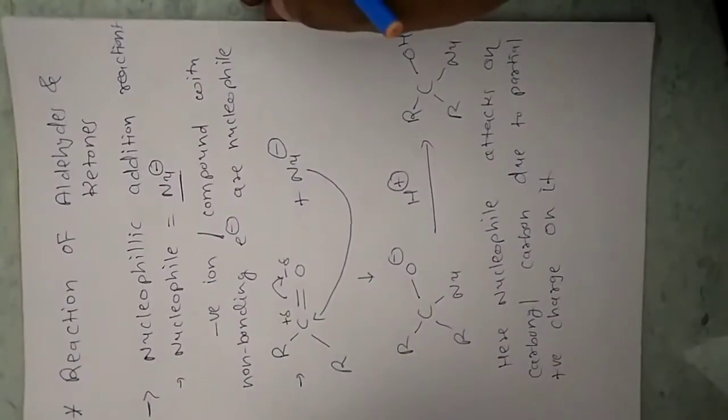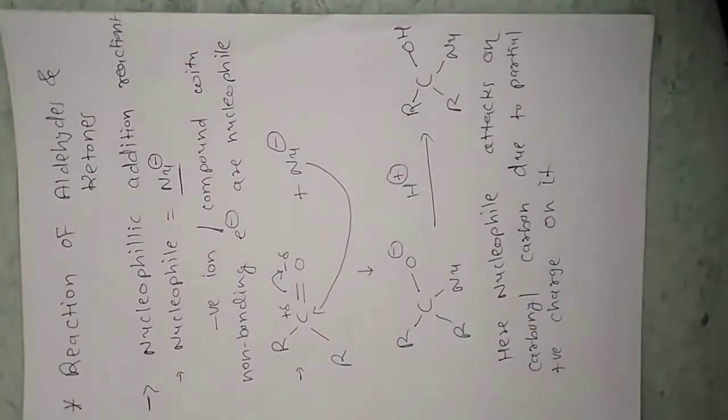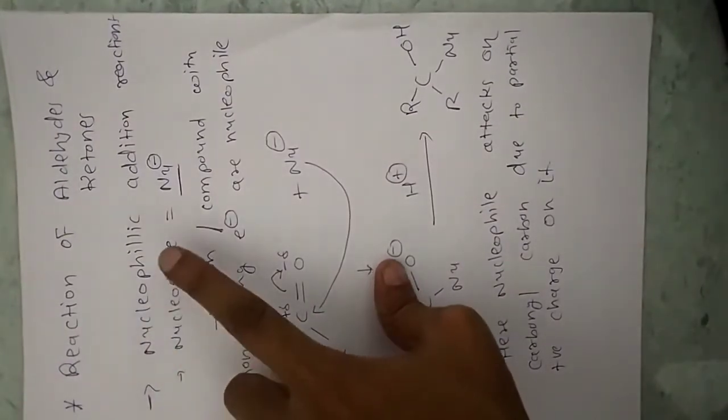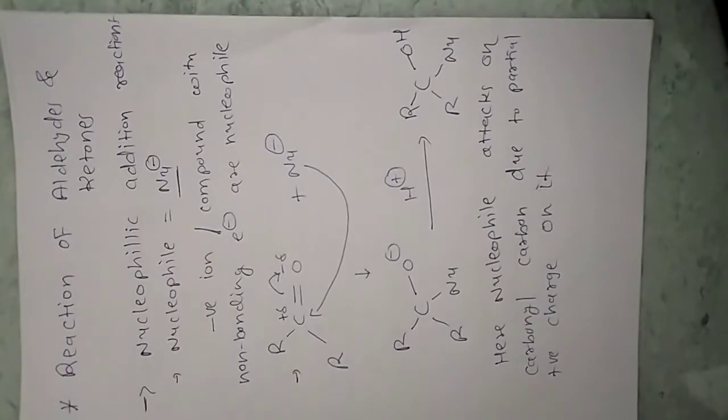Now the next reaction. Reaction of aldehyde and ketone. Till now we have seen the preparation of aldehyde and ketone. Now what are the chemical reactions given by aldehyde and ketone? So multiple reactions are there. In that, the first reaction is nucleophilic addition reaction. Means we have to add the nucleophile here.